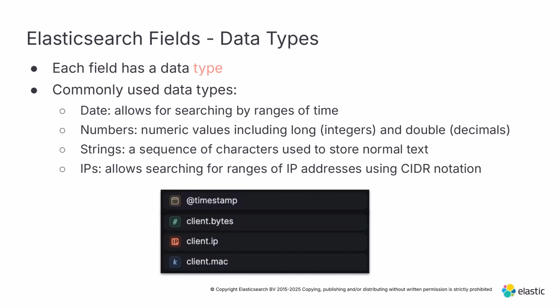Each field's data type dictates available searches and operations, indicated by icons in Discover's available fields. Common data types include date, which enables time range searches, for example, timestamp, numbers, which include integers, like long, and decimals, like double. Strings are text data, and IPs enable CIDR notation searches for IP address ranges.